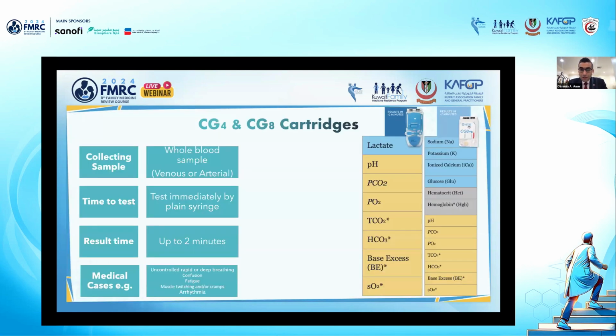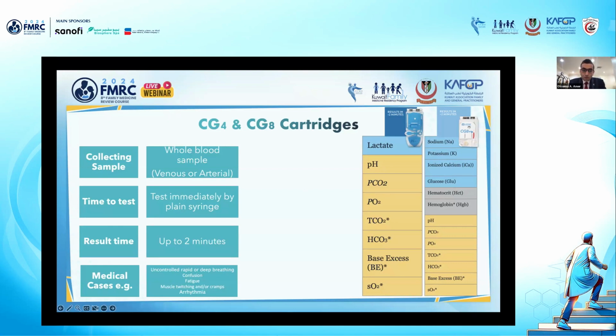Let's talk about the blood gases category. We have the CG4 cartridge and CG8. CG4 is for lactate plus blood gases. If you use it, this cartridge will give you these parameters, the first one on the left side. The second one is the CG8 cartridge, which covers electrolytes (sodium, potassium, ionized calcium), glucose, plus hematology (hematocrit and hemoglobin), and blood gases results.